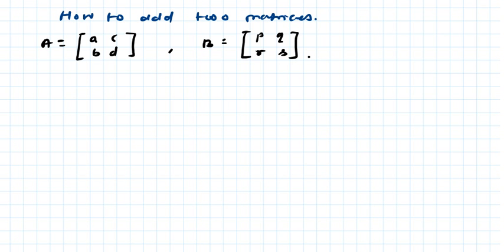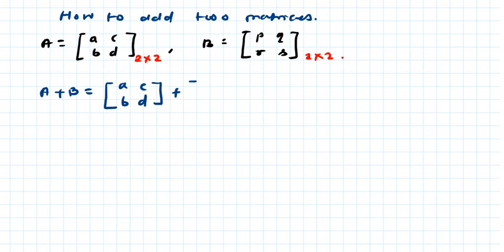Now obviously the order of this matrix is 2 by 2, and the order of this matrix is also 2 by 2, so we can add A and B. The addition of these matrices can be written as A plus B. So I will write the matrix A, B, C, D, plus P, Q, R, S. So this will be equal to A plus P.